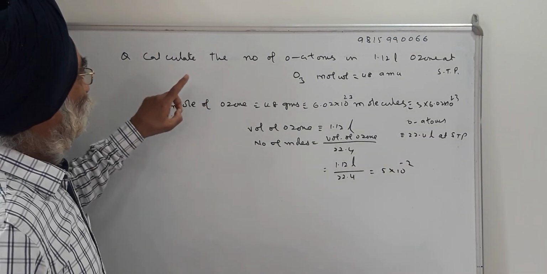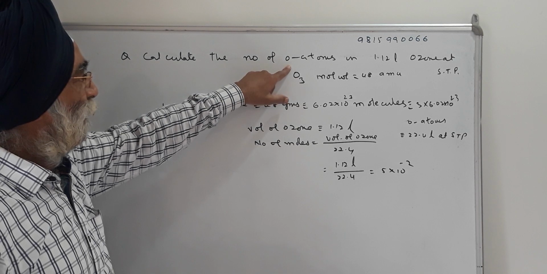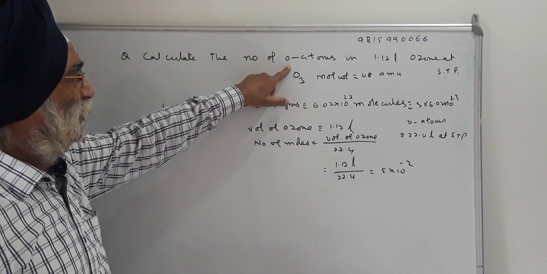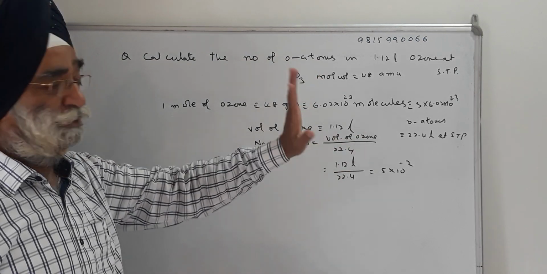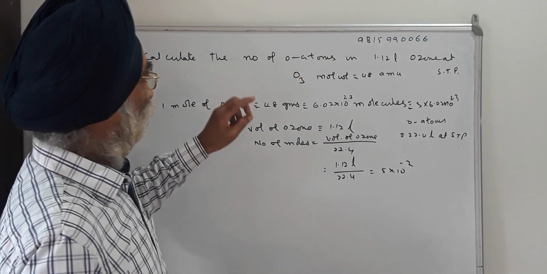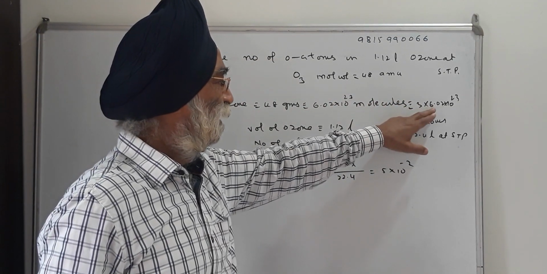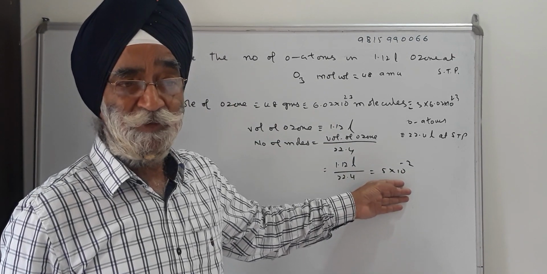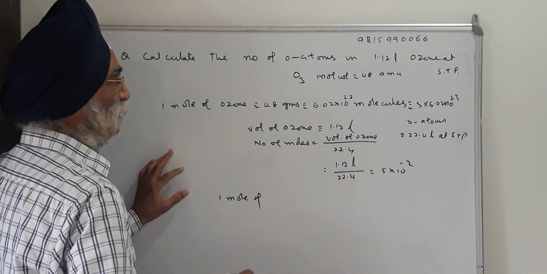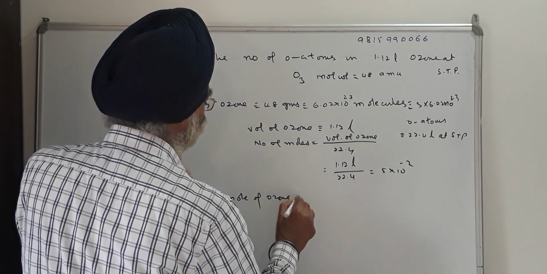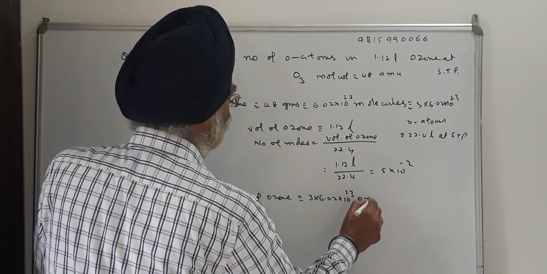So, coming to the statement once again, we are to calculate the number of oxygen atoms in 1.12 liters ozone, which comes out to be 5 into 10 raised to the power minus 2 moles. 1 mole of ozone has this number of oxygen atoms, and the number of oxygen atoms in this number of moles. 1 mole of ozone, 3 into 6.02 into 10 raised to the power 23 oxygen atoms.